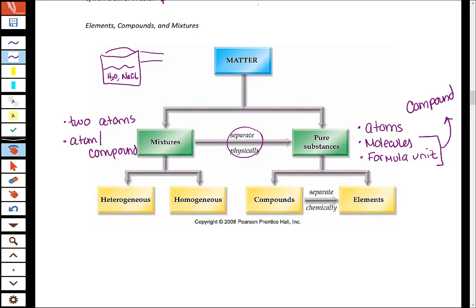There are two types of mixtures. There are heterogeneous, which means the same throughout, and homogeneous. No, I did that backward. Homogeneous, right? Homo is same. So same throughout. And the heterogeneous mixture is sometimes like a mixture of two phases, right?